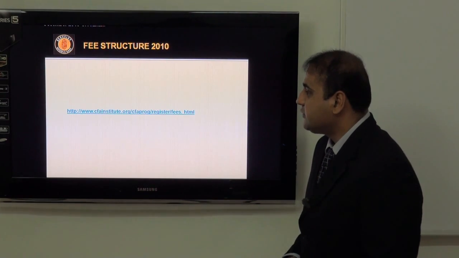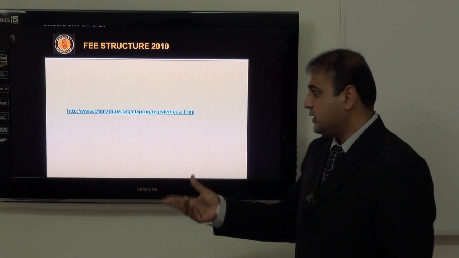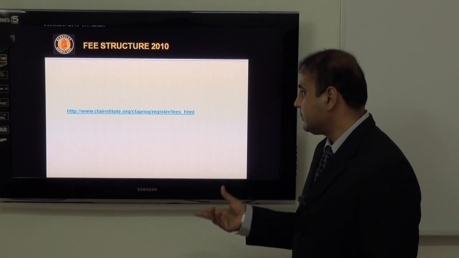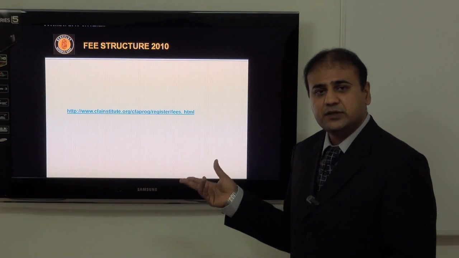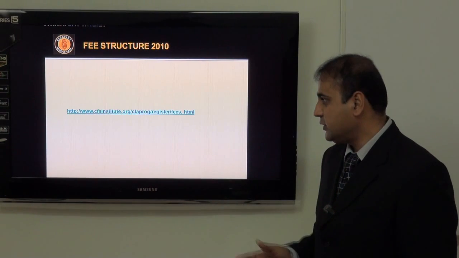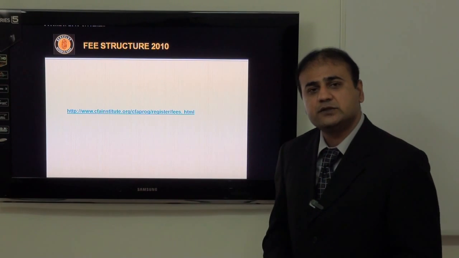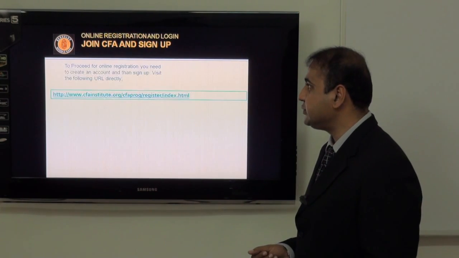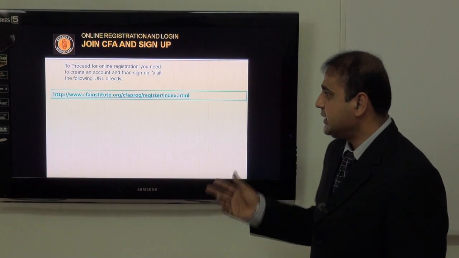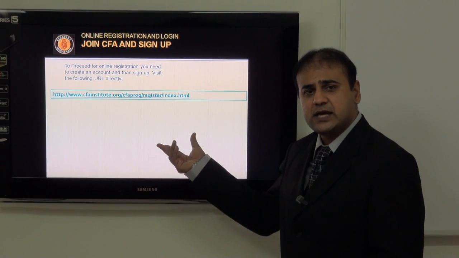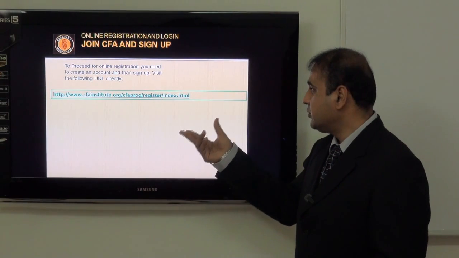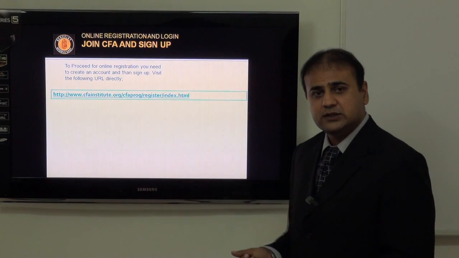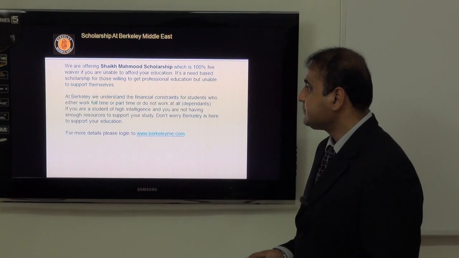What is the fee structure? For knowing the fee structure of the CFA, you log into cfainstitute.org, CFA program, /register/fee.html. You will get the updated information for the CFA exam fee, which you have to pay to the CFA Institute. How to join? It's very simple. You go on the same website and you go for the registration. This is the path which will guide you to reach this website.